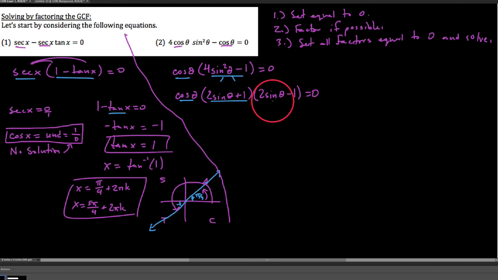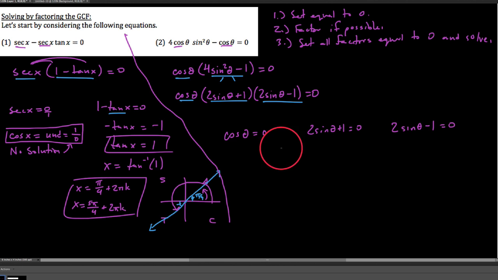So now that we have this completely factored, we could say it's either true that cosine of theta has to be equal to 0, or 2 sine of theta plus 1 has to be equal to 0, or 2 sine theta minus 1 equals 0. So I'm going to do a little cleaning up here. With this one here, we'd subtract 1 and divide by 2. So it's true that sine of theta is equal to negative a half. And over here, we'd add 1 and divide by 2. So it's true that sine of theta is equal to positive a half.